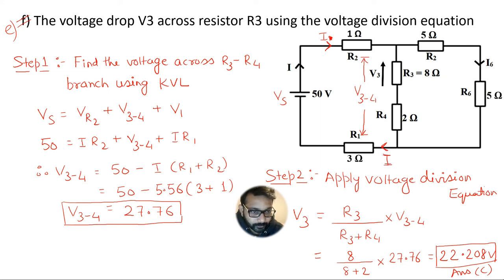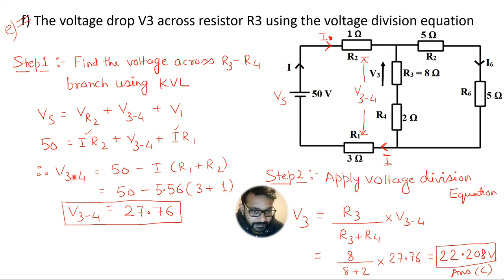We have already calculated that value, and we are given R2 and R1 in the figure itself. R2 is 1 ohm and R1 is 3 ohms. So if I substitute the values in the first term and the last term and try to calculate V3-4, that is the voltage across this branch.